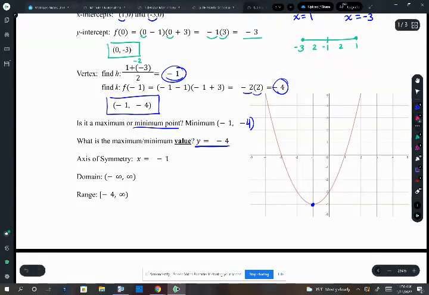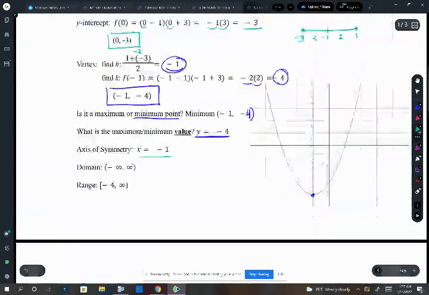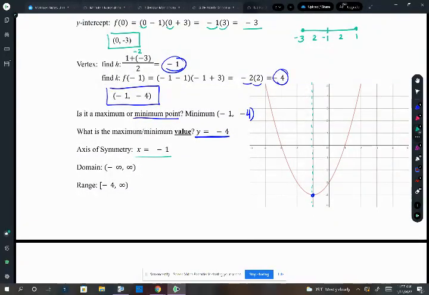Our axis of symmetry, just like you did in the last section, it's that value that comes through the vertex. So in this case, it's x equals negative 1. And then our domain are all numbers. And then your range is going to go from that vertex point up to infinity. And so because it's included, it's got a bracket. All right, so we're going to stop there. And then the next video, we're going to go through 2 examples from the beginning.